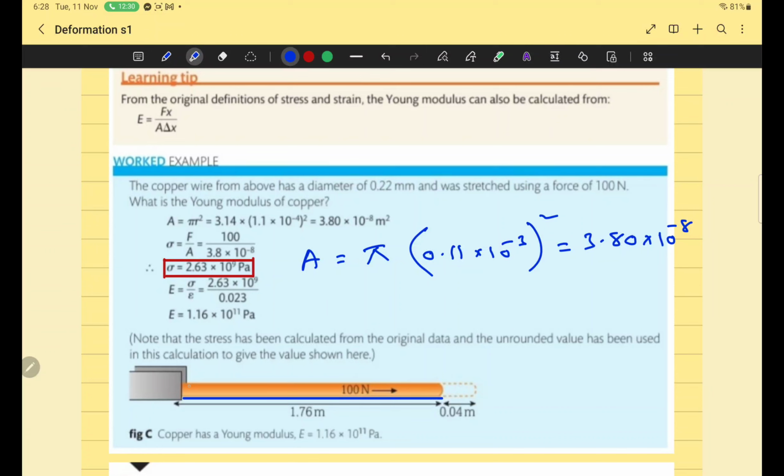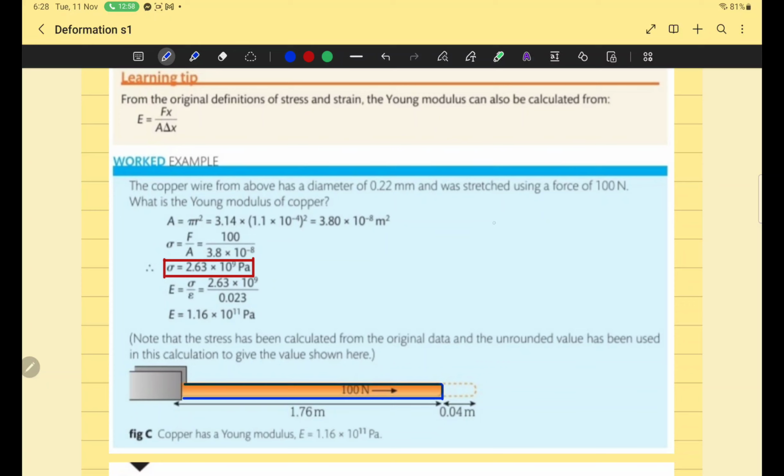This is the diagram. In this diagram you are stretching the rod by 100 Newton force, and if you are stretching, then this stress is called tensile stress. If you are compressing, it is called compression stress. So we have calculated tensile stress, and now I need to calculate strain. What is the equation of strain? Strain is denoted by this symbol, and strain is extension divided by original length.